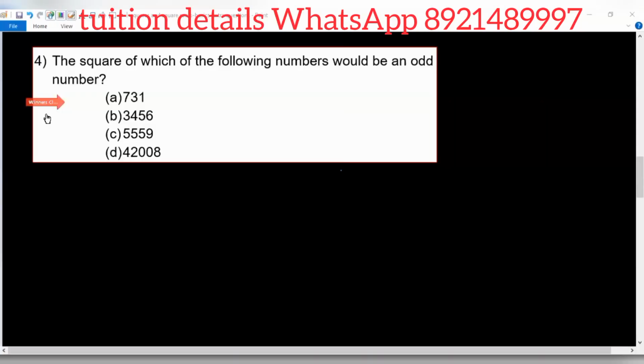This is our fourth question. The square of which of the following numbers would be an odd number? The square of an odd number will be an odd number. We have to find out which all are odd. This is an odd number, this is an odd number. So the square of these two will be odd numbers. This is even, so the square is also even, and the last one is also even, so the square is also even.